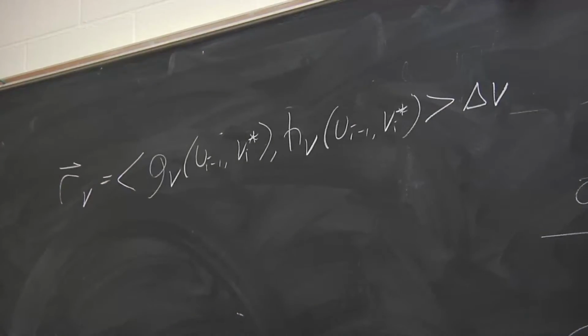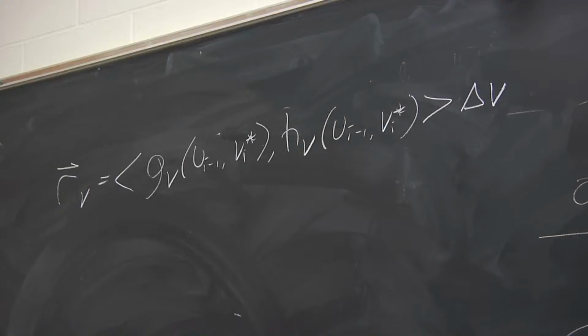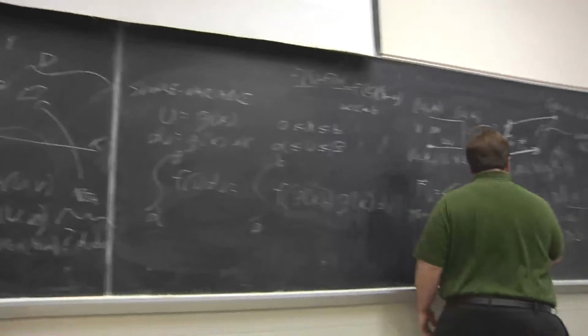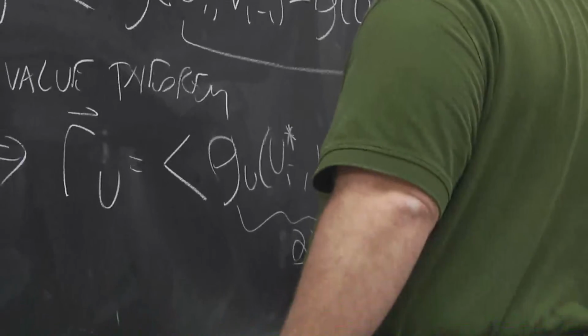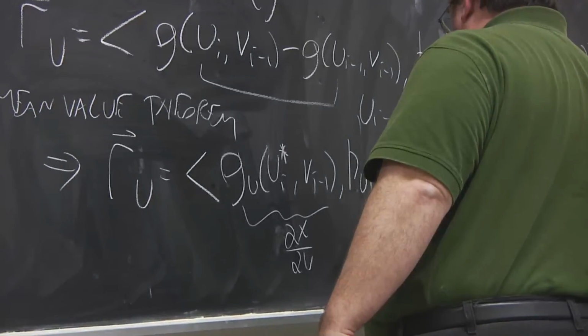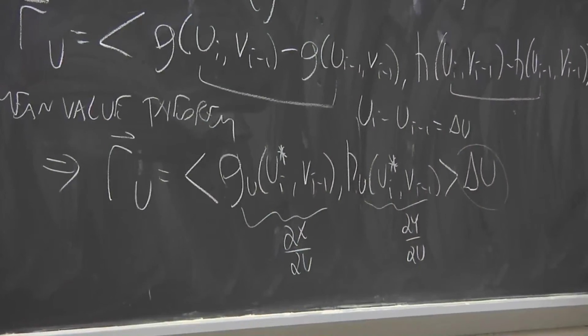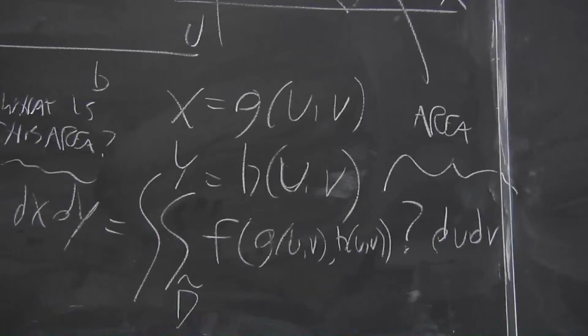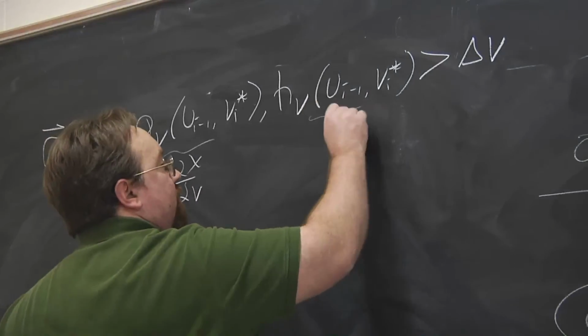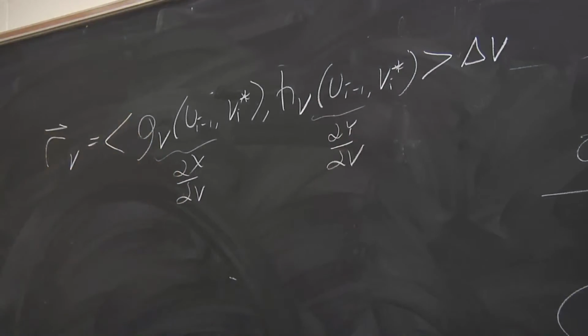So now we've defined the edges of this parallelogram in terms of u and v, and we see it involves the partial derivatives with respect to u and v. Written another way, this is partial of x with respect to u, this is partial of y with respect to u, because x and y are defined using g and h. This is partial of x with respect to v. This is partial of y with respect to v.